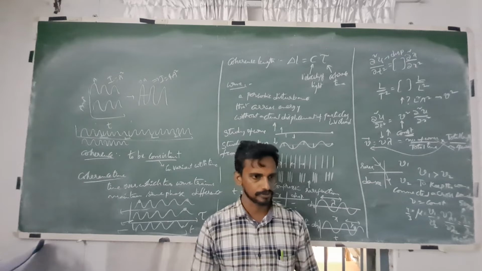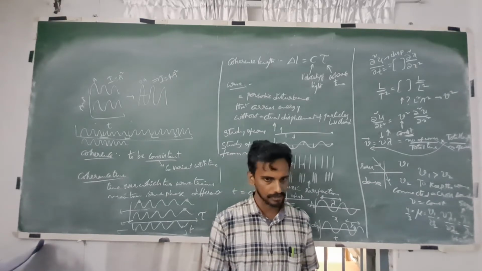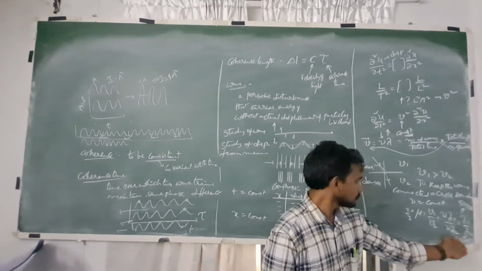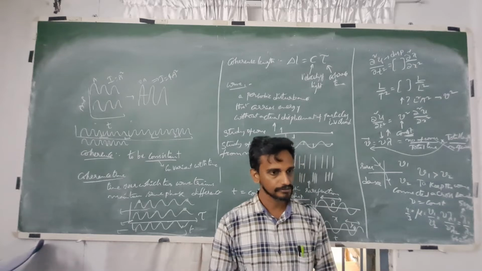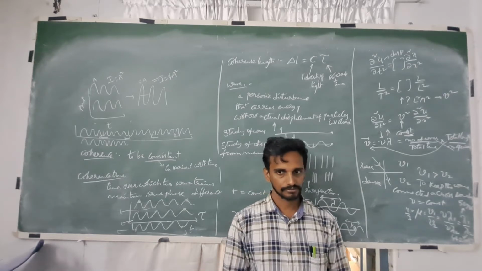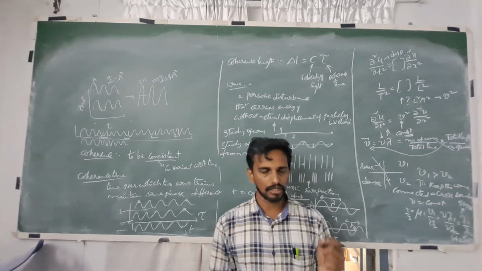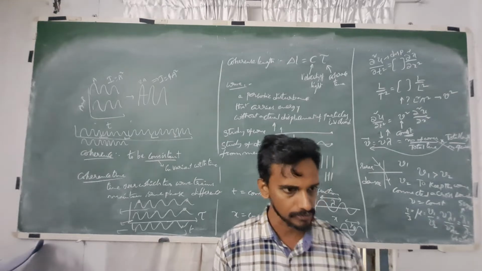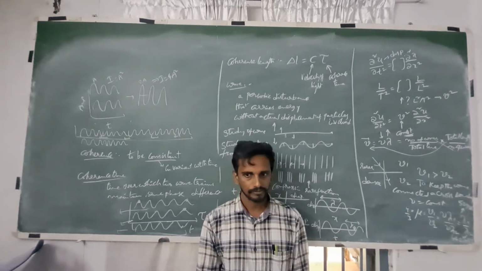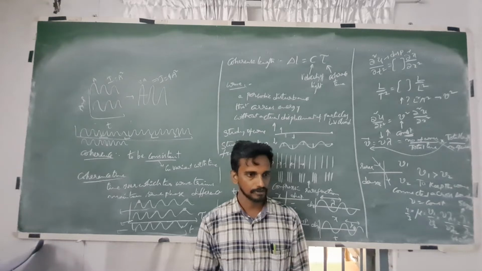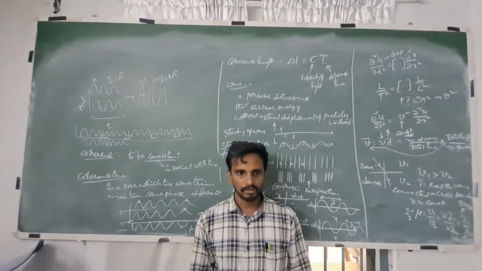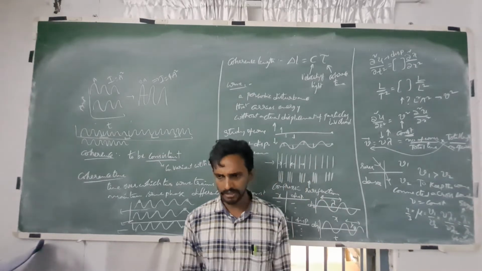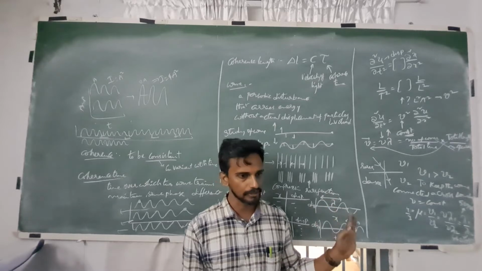Red is 7000 angstroms, blue is 4000 angstroms, green is 5000 angstroms, we say. But it is varying, right? Now yellow is at 4000 angstroms in water. So if you want to mention the color of a light by its wavelength, you have to mention the medium also, in which medium it is traveling. So red has 7000 angstroms wavelength in air or vacuum. Green has 5500 angstroms in air or vacuum.